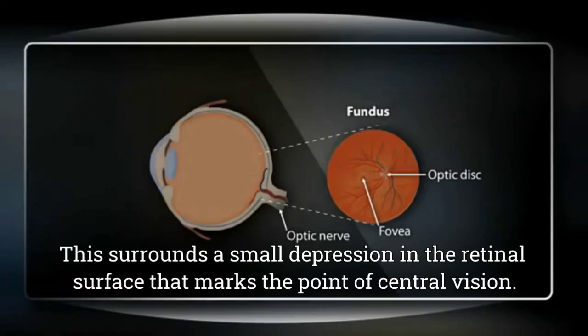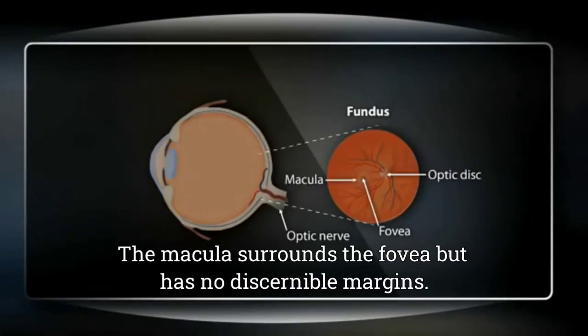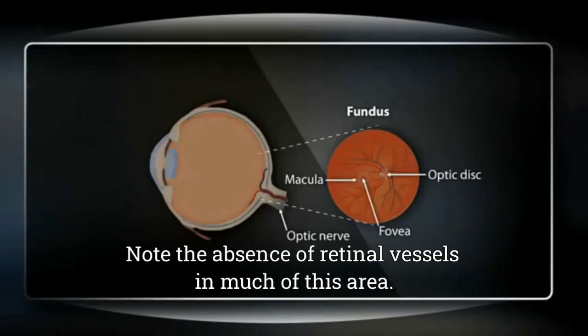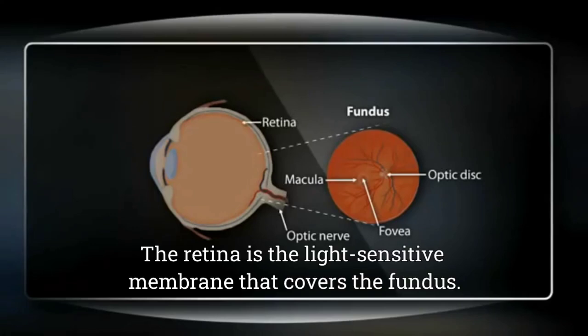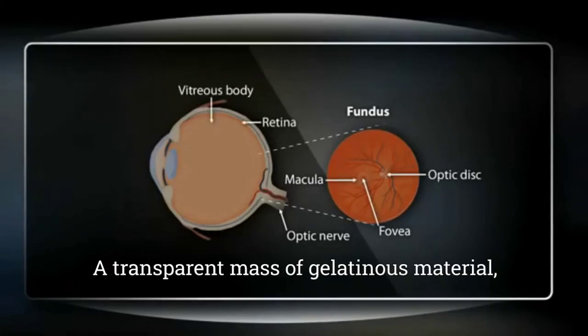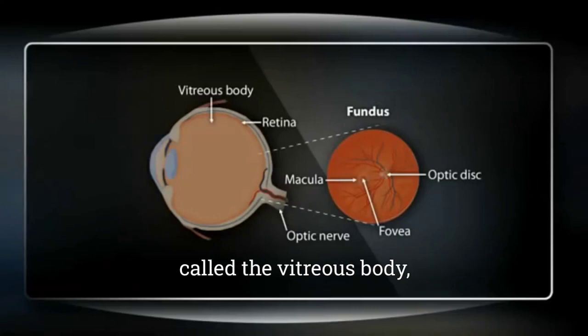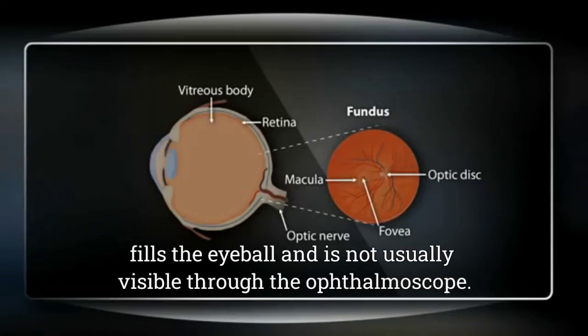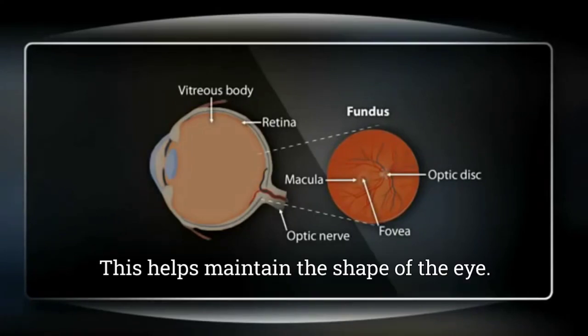This surrounds a small depression in the retinal surface that marks the point of central vision. The macula surrounds the fovea but has no discernible margins. Note the absence of retinal vessels in much of this area. The retina is the light-sensitive membrane that covers the fundus. A transparent mass of gelatinous material called the vitreous body fills the eyeball and is not usually visible through the ophthalmoscope. This helps maintain the shape of the eye.